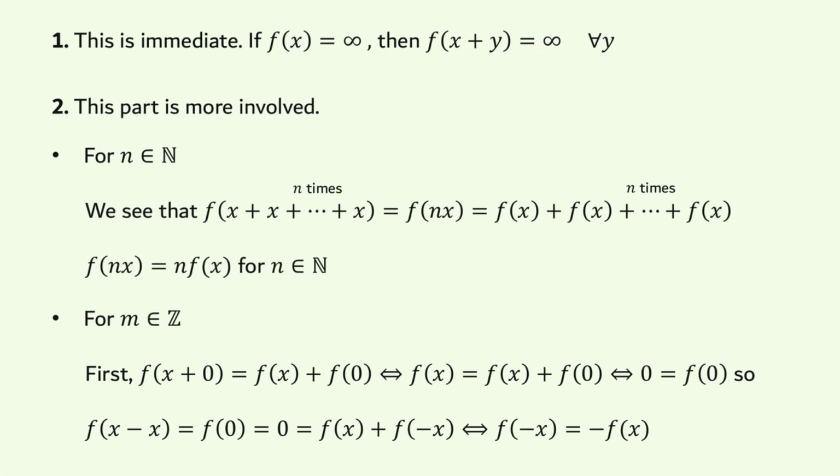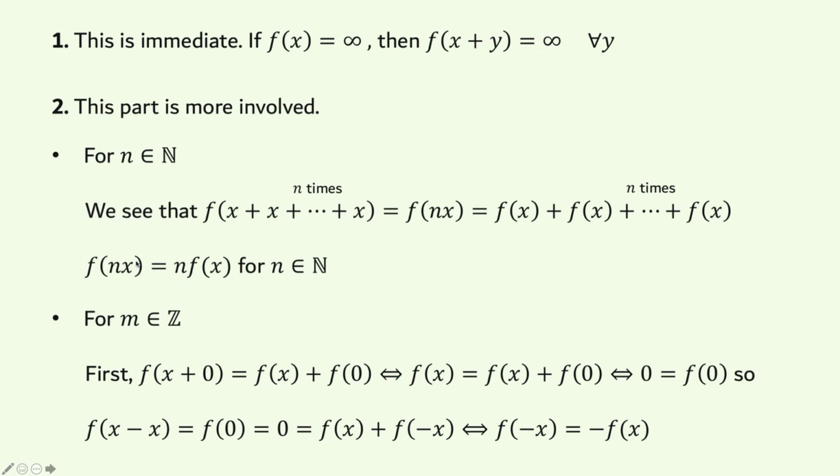To not confuse anyone. Okay, so to start, we're going to consider all the natural numbers, okay? So for all n in the naturals, we see that if we take f of x plus x plus x, n times, right? This is just n times x, right? By definition of multiplying a number by a constant, right? But also we can use the additive property of f to distribute f among this addition, and we're actually adding f n times, right? Because there are n x's. And so we have here that f of nx is equal to n times f of x.